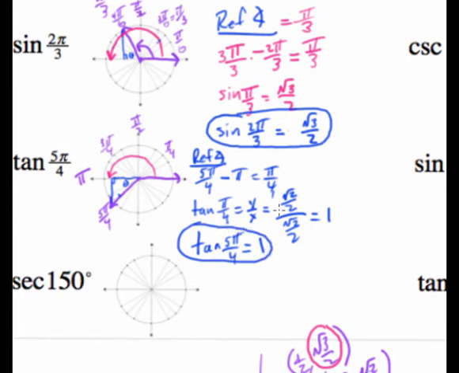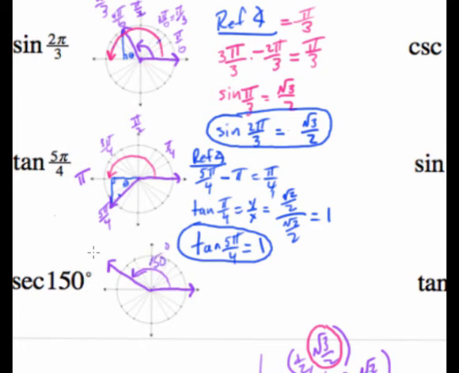Okay, secant of 150. Okay, let's draw. So we have 30, 45, 60, 90. So we have 120, 135, 150, which is right here. Okay, so that's 150 degrees right there.